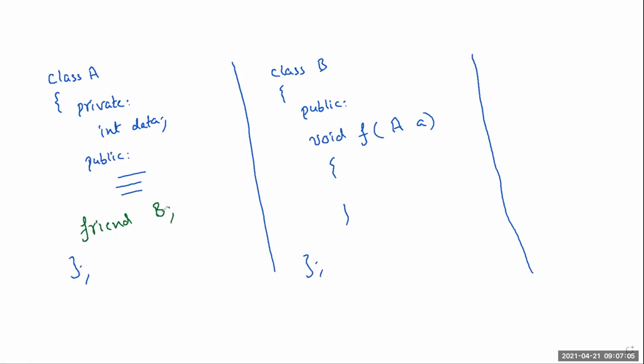Friend B means B is the friend of this class. You can also use the keyword class here, but even if you just write B, that is okay. And a similar issue that we discussed yesterday: since class B is defined after class A, if you write B here, your compiler will complain that B is undefined, right?